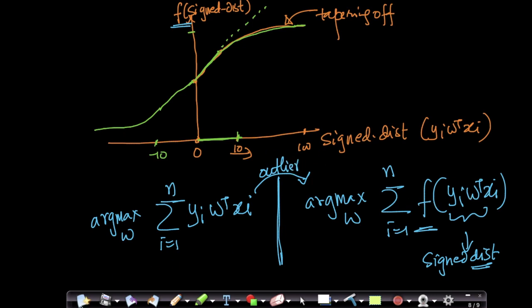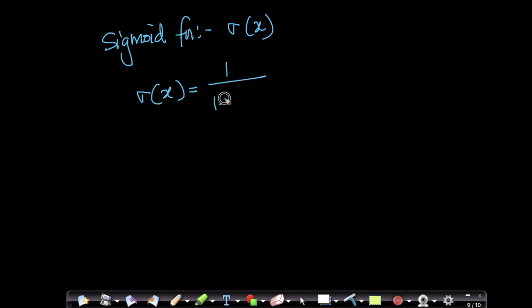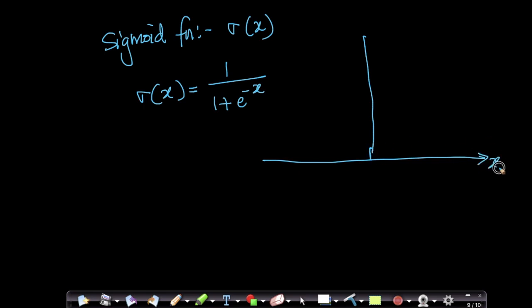One such function f is called the sigmoid function, which is often written as sigma of x. So let me explain what sigma of x is first. Now our f of x is nothing but sigma of x. Sigma of x is written as 1 by 1 plus e power minus x. So let's understand how this function looks. If this is your x, 1 by 1 plus e power minus x looks like this.